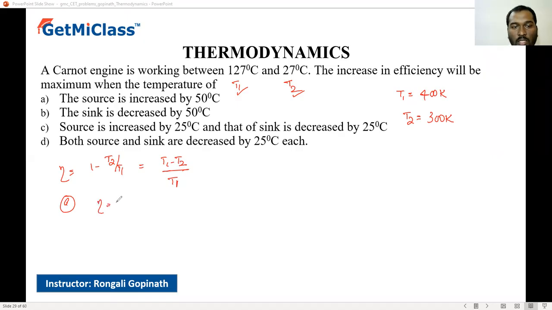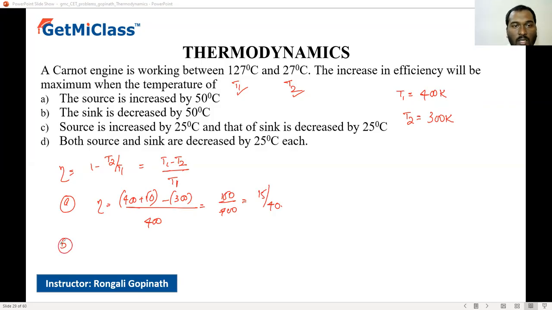So efficiency in this case is 400 plus 50 minus T2 is 300, by T1 which is 400, which would be how much? 150 by 400, which is 15 by 40.